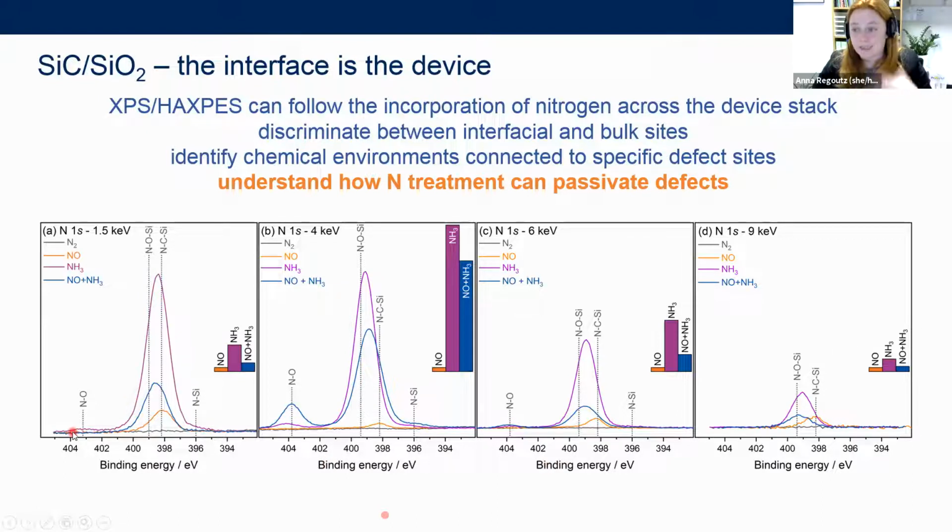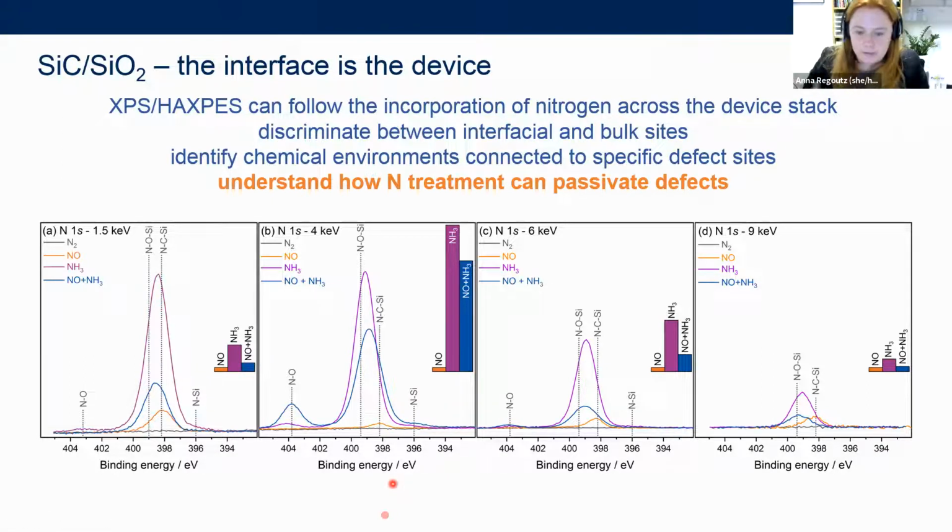The reassuring thing is that in N2, which is not reactive, you see nothing, which is always good to have as a null reference. But in all the other three environments, you can see nitrogen species being incorporated in your device stack. Importantly, they don't react in the same way. You can see different peaks, different intensities, different positions. And if you do this carefully, you can unpack what that means chemically.